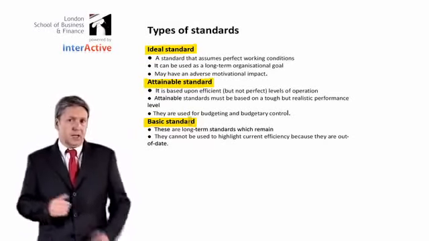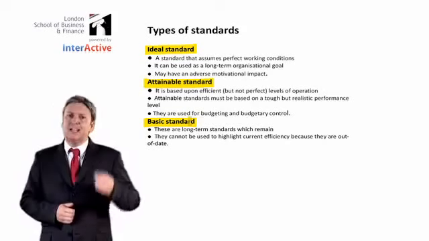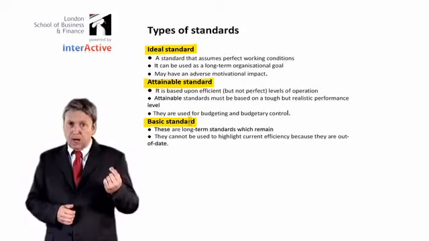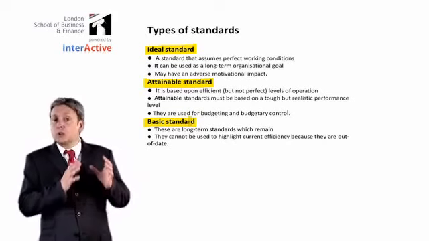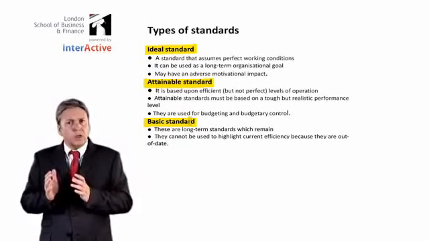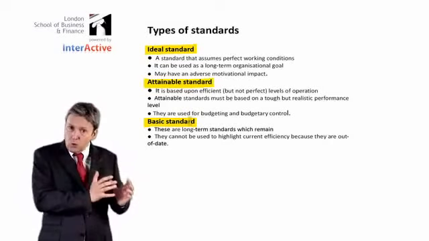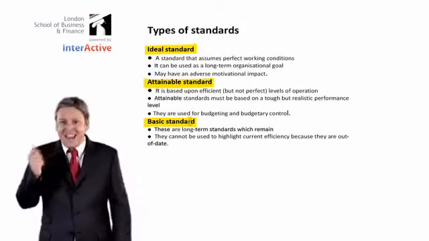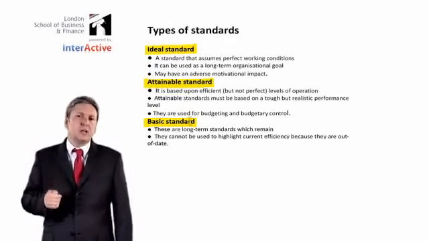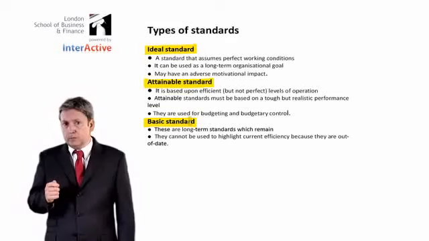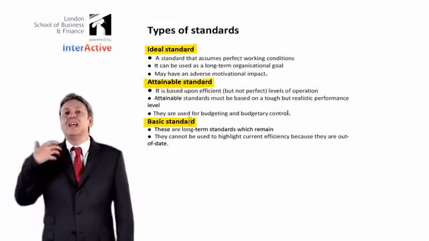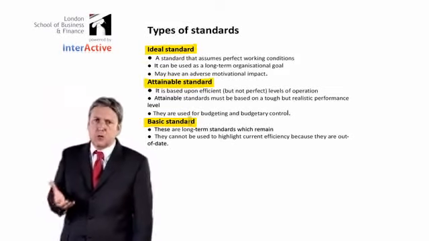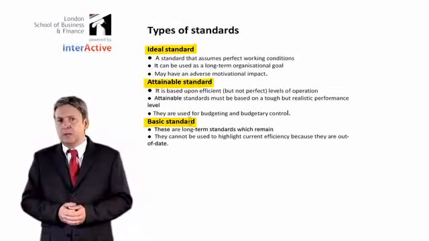Now let's look at the attainable standard. The attainable standard is a tough but realistic standard. Tough, i.e., people have to work to achieve it, but attainable, they have every expectation that if they do work hard, they will achieve it. Because of its attainability, an attainable standard is used for budgetary control. The idea is that it is a motivator to get people to work hard, but because it's realistic, we can reasonably expect people to achieve it.